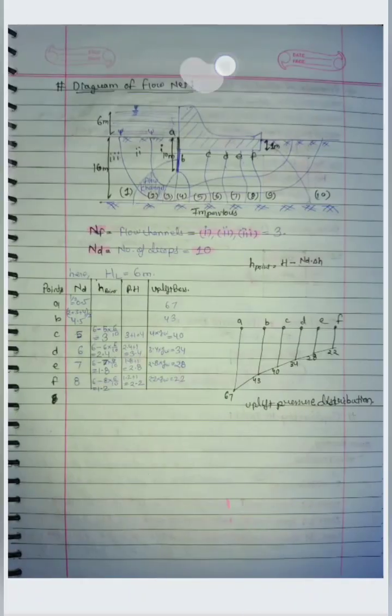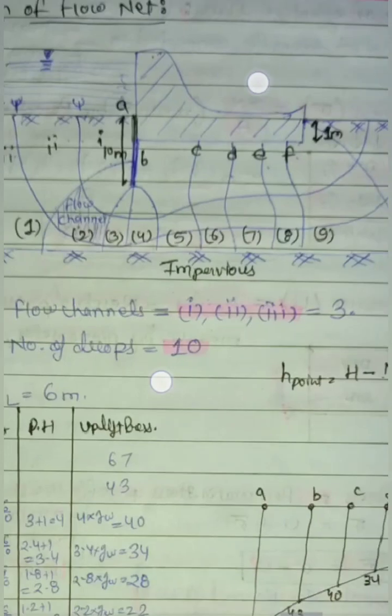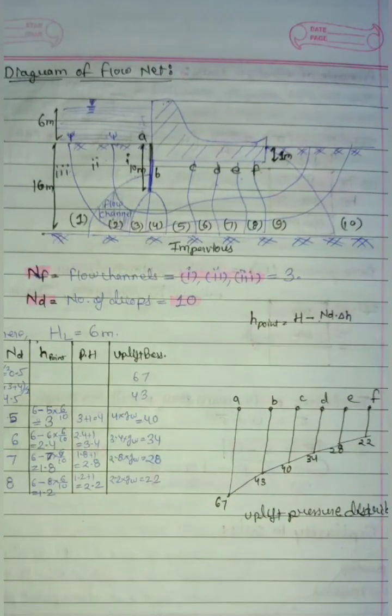Now the next topic is flow net diagram, how to read it. If you have a flow net diagram like this, we can count how many flow channels there are. There are 1, 2 and 3. So there are 3 flow channels, and the value of NF will be 3. Now how many ND, like potential drops, are there? We have to look at these lines first, and on the basis of these we can count 1, 2, 3, 4, 5, 6, 7, 8, 9 and 10. So there will be 10 potential drops in this flow net.